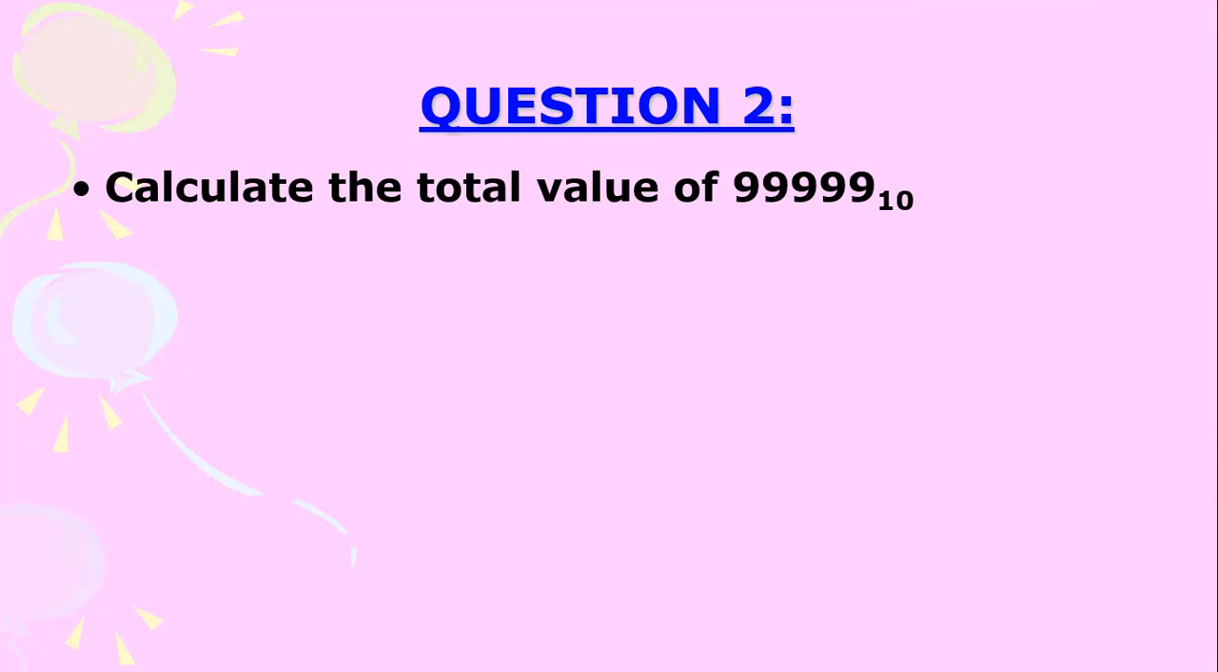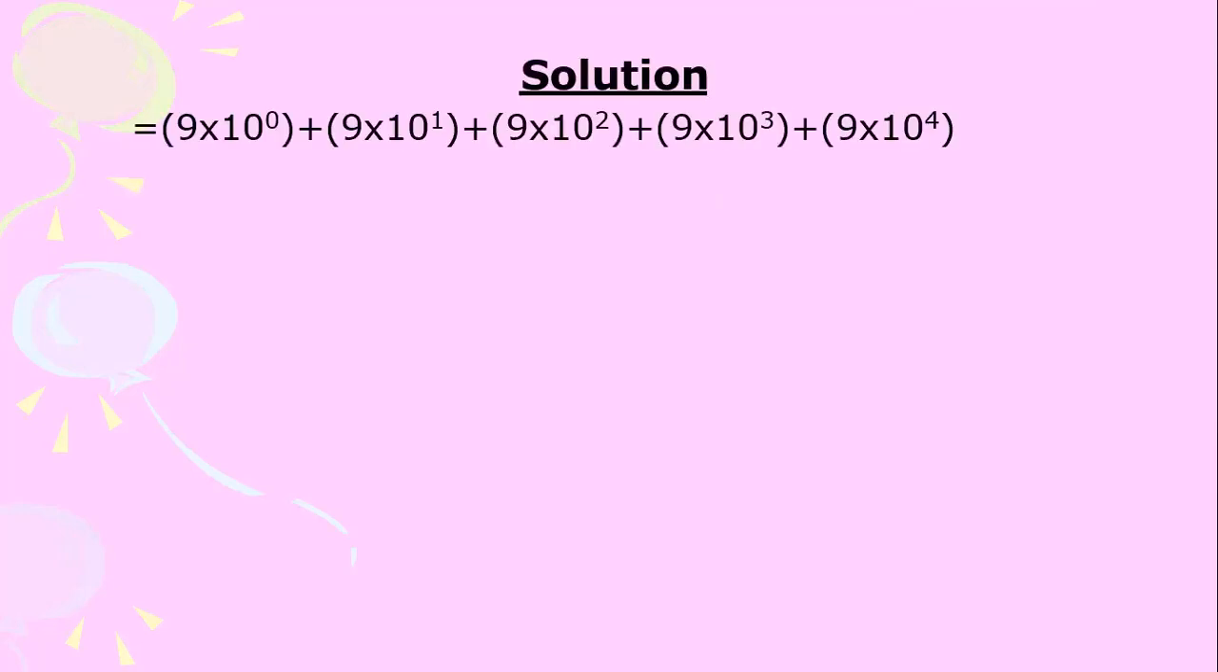Let's see what you are supposed to do. So the solution is, from the least significant digit to the most significant digit, we have 9 times 10 to power 0 plus 9 times 10 to power 1 plus 9 times 10 to power 2 plus 9 times 10 to power 3, and then 9 times 10 to power 4.